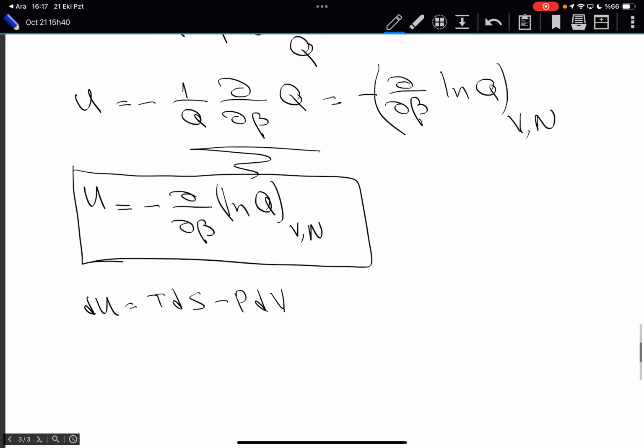Now we still have the question, okay, this is fine, but what is the logarithm of Q? How can we relate that to any thermodynamic quantity that we know? You see, the variables we have are V, N, and T. Now this is my thermodynamic relation. dU is equal to TdS minus PdV. Well, if you like, let me also add the mu dN.